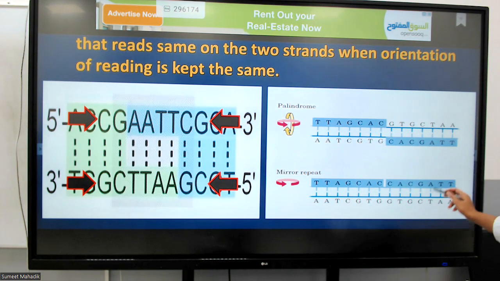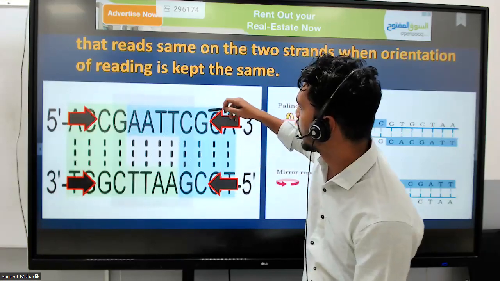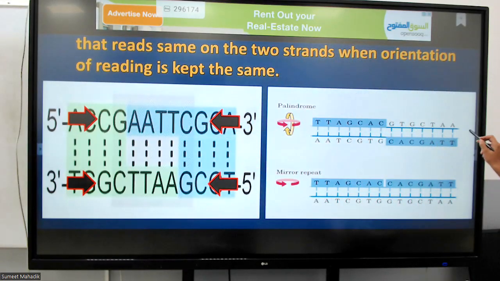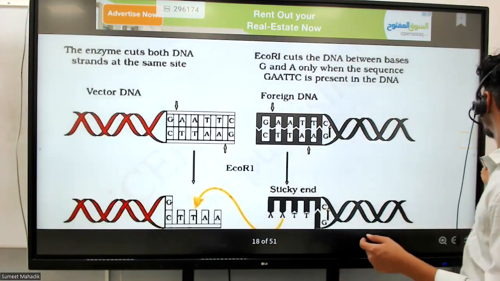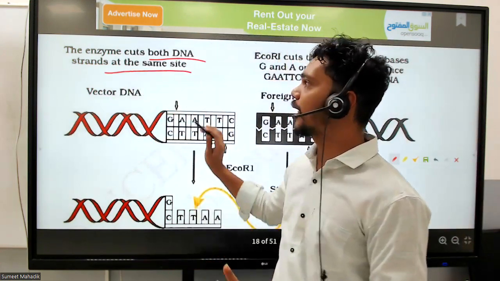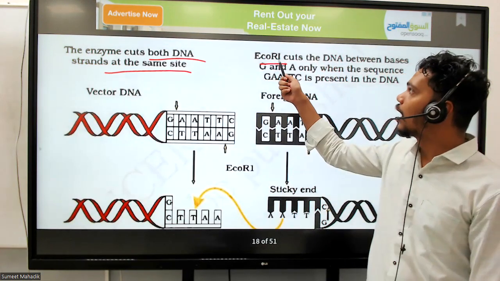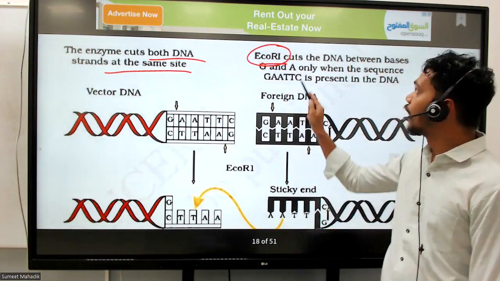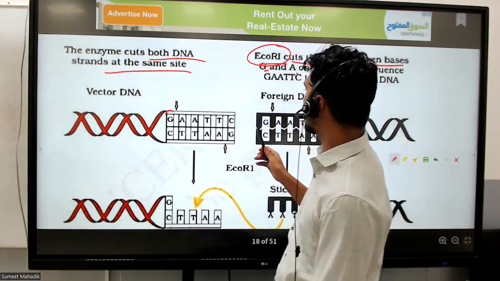So if you want to cut it open, you can cut between this G and this, or we can say A till here only. Okay, let's see what I'm trying to talk about. This is very important. The enzyme cuts both the DNA strands at the same site. E. coli, what is E. coli? Escherichia coli restriction endonuclease. Can you see how I read that? It cuts the DNA between the bases G and A. From G and A, it can be cut.